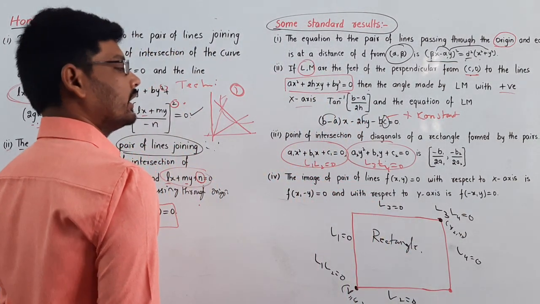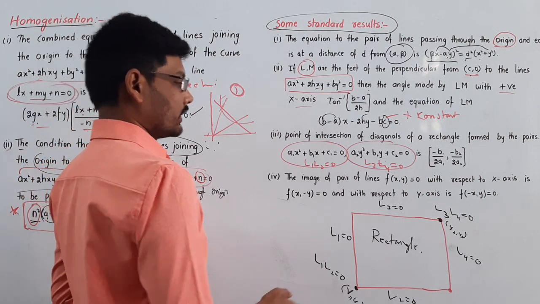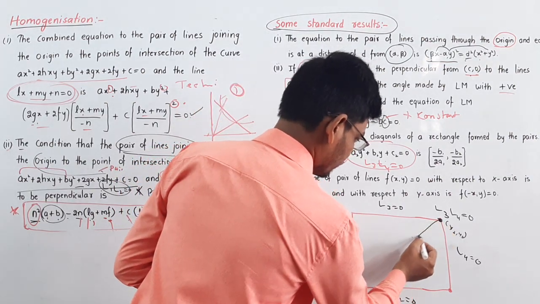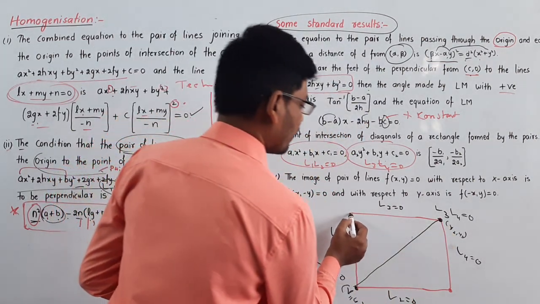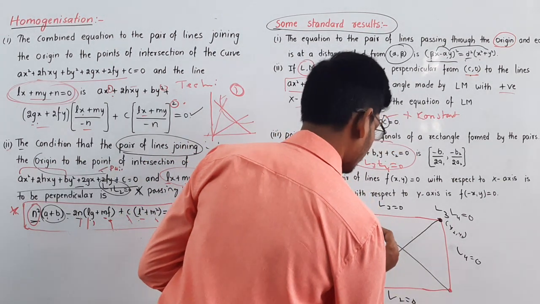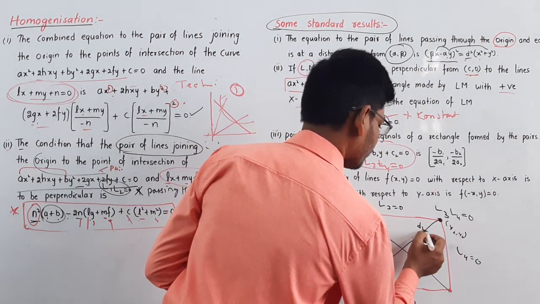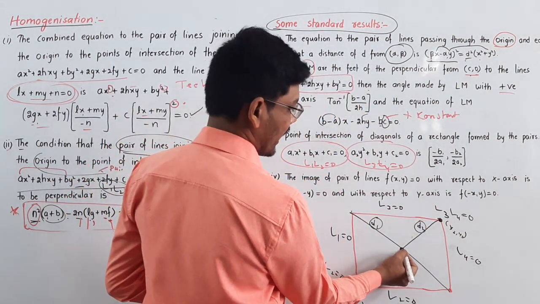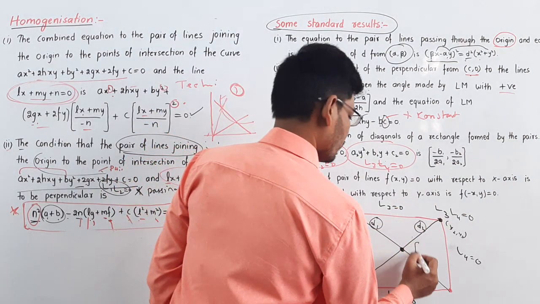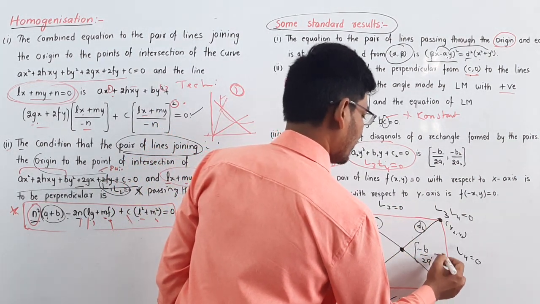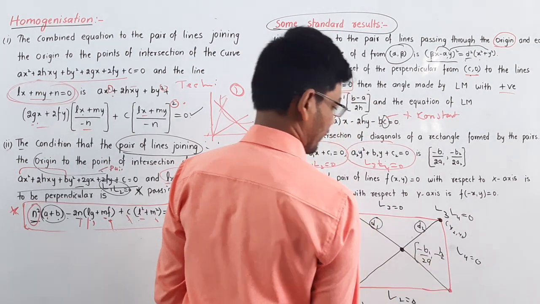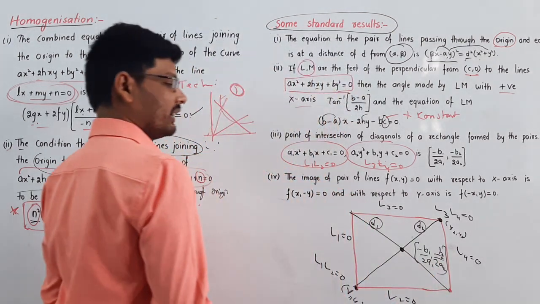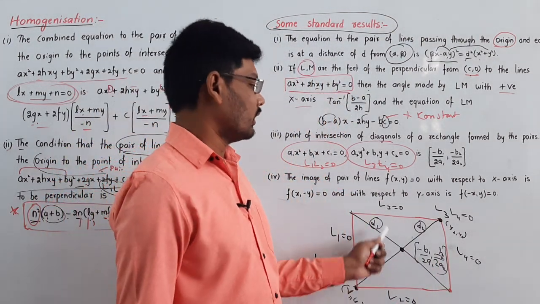In the rectangle we have diagonals, and the point of intersection of diagonals. So I am taking this as one diagonal and this as one more diagonal here. This is D1 and this is D2. The point of intersection of these two diagonals is minus b1 by 2a1 comma minus b2 by 2a2. This is the point of intersection of two diagonals of the rectangle.